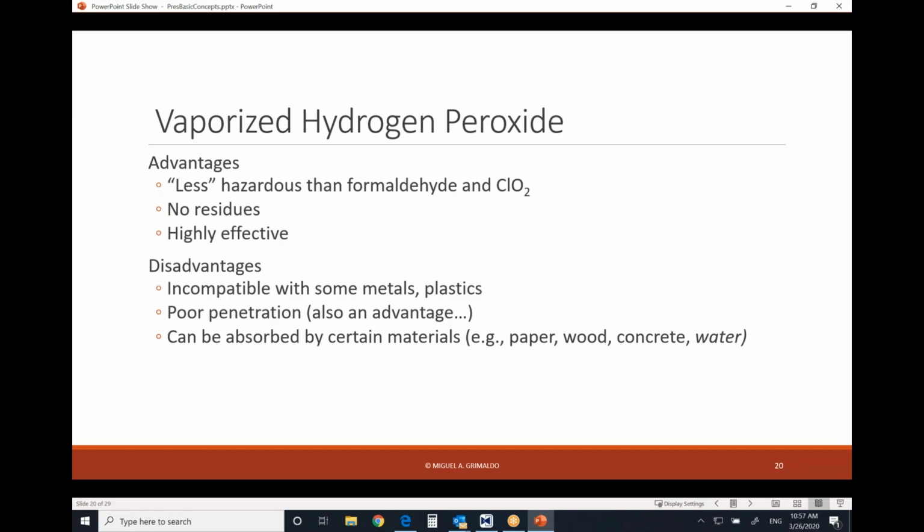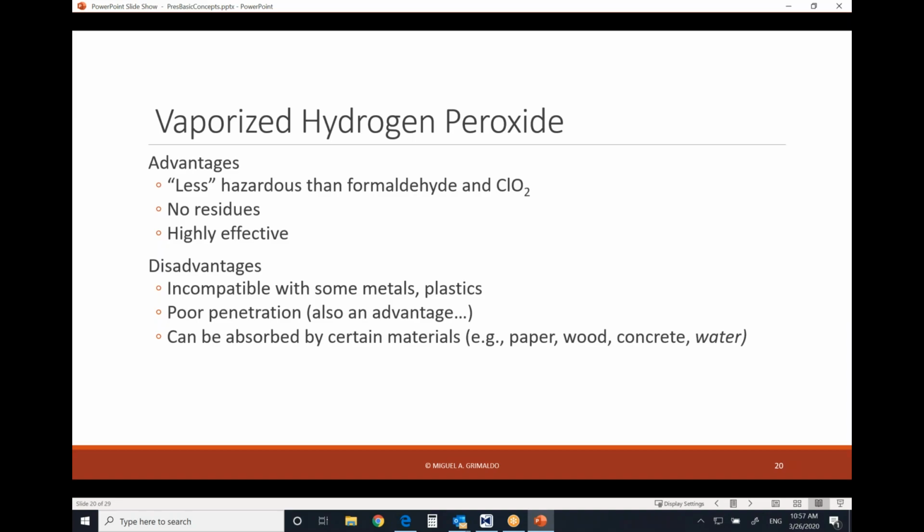There are some advantages. For example, it is "less hazardous" than formaldehyde, and I put that in quotes because at the end, it affects pathogens and it will affect humans. If a person goes into a room without the proper protection, it could kill them. But it's less hazardous because it's not a true gas, so it doesn't diffuse like formaldehyde gas or chlorine dioxide gas. The good thing is that it doesn't leave any residue. It's highly effective, but it has some disadvantages: it may corrode metals, and over time it can destroy plastics.